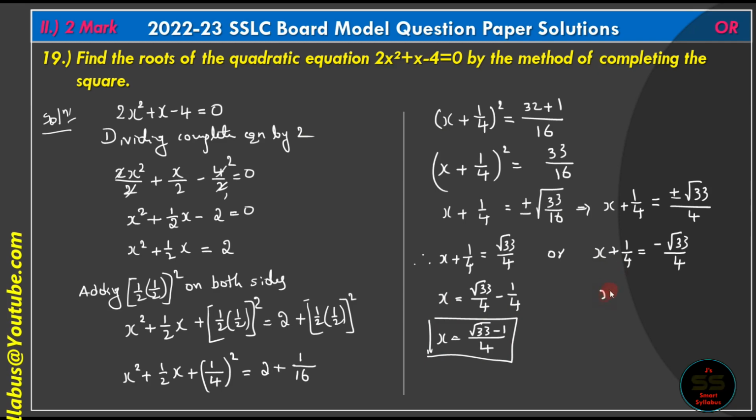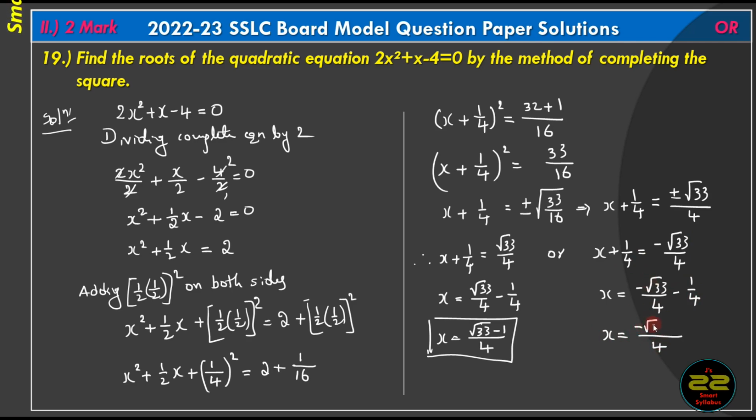Now on the other hand, x is equal to, we already have minus root 33 upon 4. Now send plus 1 by 4 to the other side, so we get minus 1 by 4. So x is equal to, again as the denominators are the same, the denominator will be 4. Here minus root 33 as it is, and minus 1 as it is. The difference is that here we have plus and here we have minus. Again further we cannot solve anything. It means this is the final answer.